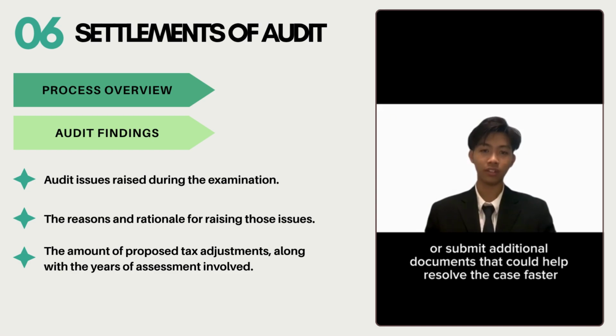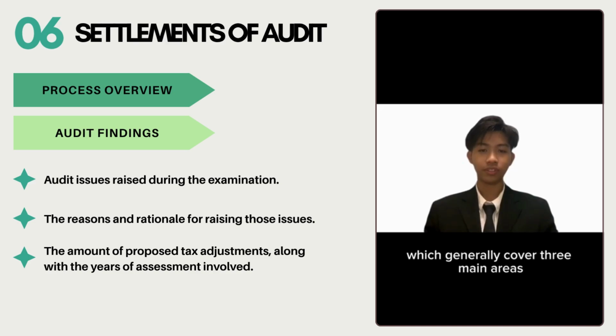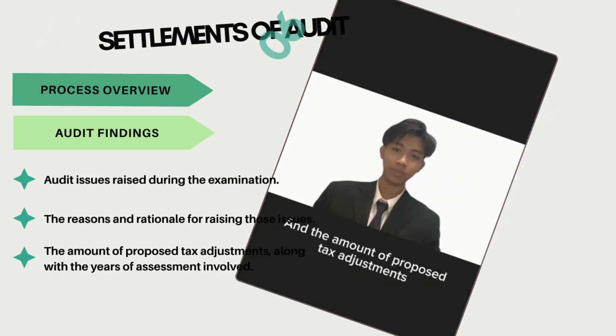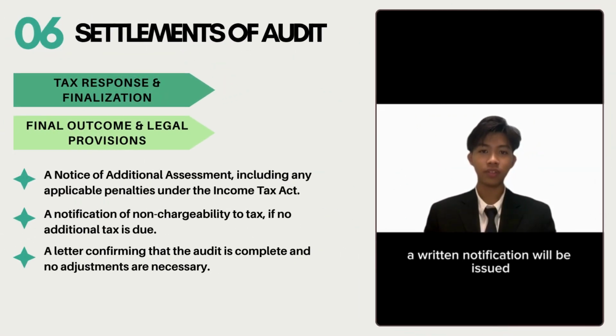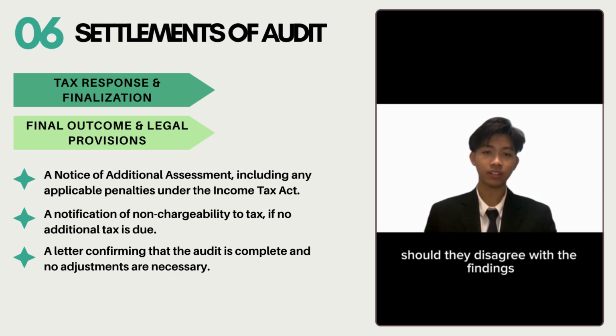Even if not officially called, the taxpayer may voluntarily attend to seek clarification or submit additional documents that will help resolve the case faster. The taxpayer will be informed of the audit findings, which generally cover 3 main areas: the audit issues raised, the reasons for raising those issues, and the amount of proposed tax adjustments. If there are proposed tax adjustments, a written notification will be issued. From the date of this notification, the taxpayer has 18 days to file an official objection. They must provide supporting documents or evidence to back their claim should they disagree with the findings.